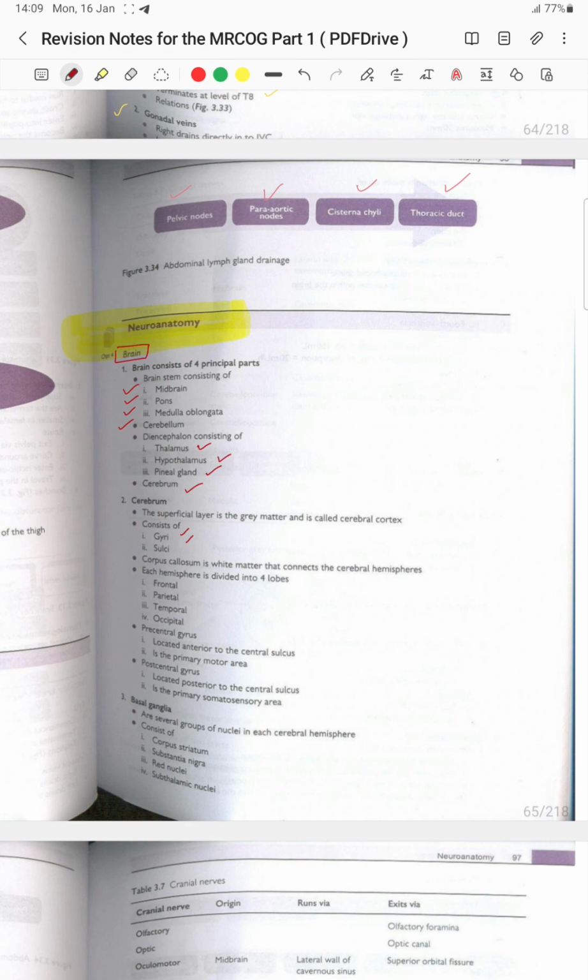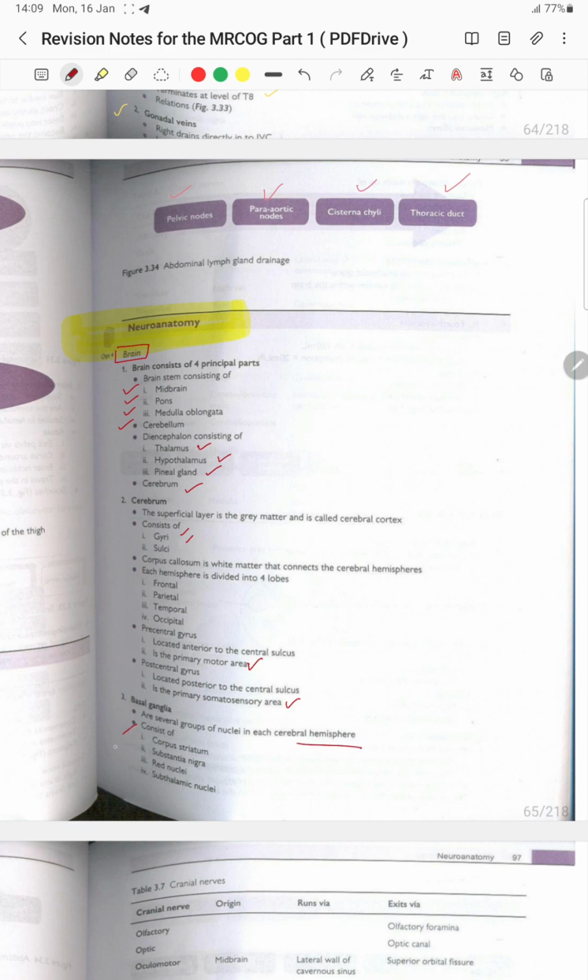The precentral gyrus, located anterior to the central sulcus, is the primary motor area, and the post-central gyrus, located posterior to the central sulcus, is the primary somatosensory area.